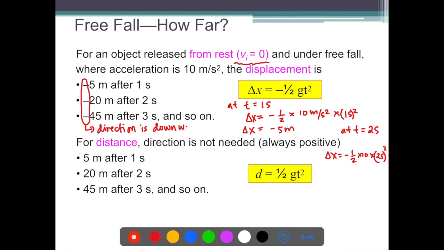So downward direction. If you're just after the distance, direction is not needed because distance is a scalar quantity. So distance is always positive. You can still use the same kinematic equation, except that you remove the negative sign. So the distance is just 1/2 g t squared, and you get these positive numbers for the distance.